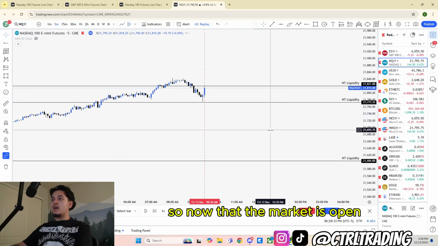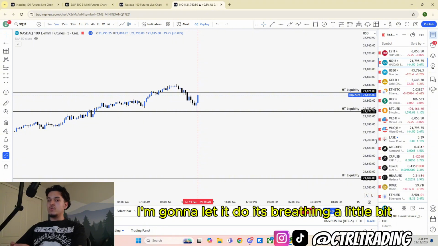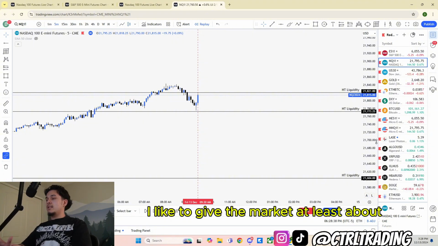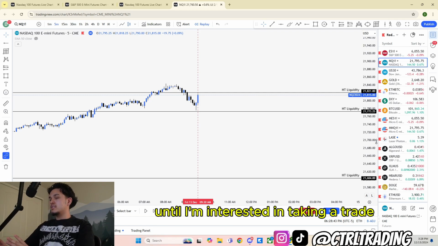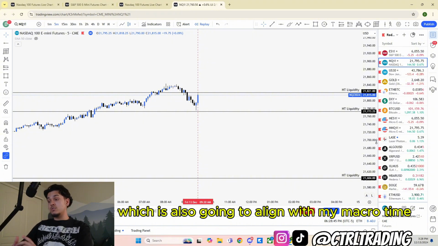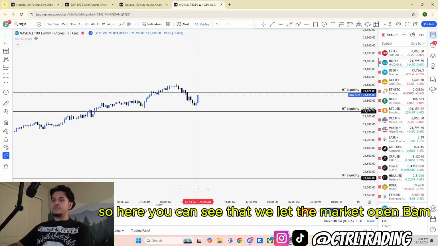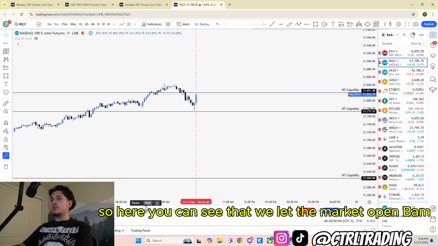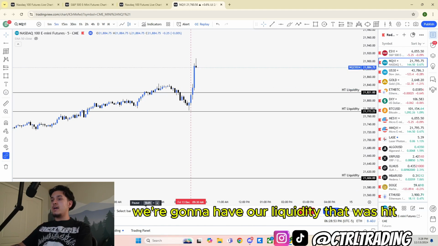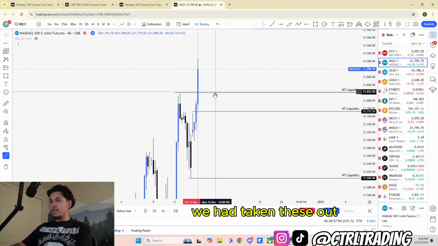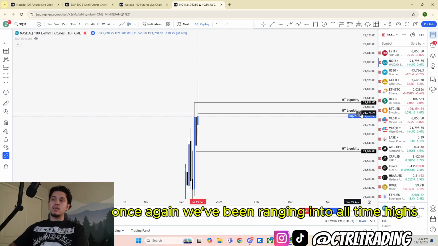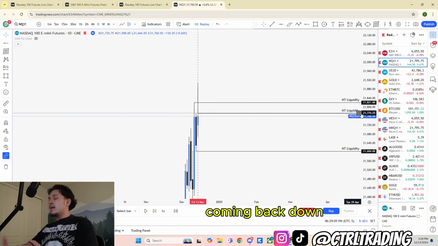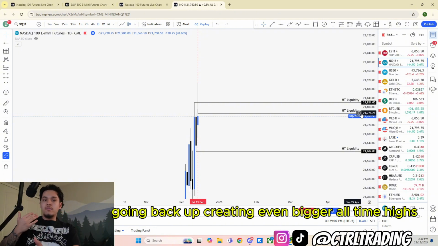So now that the market is open, I'm going to let it do its breathing a little bit. I like to give the market at least about 20 to 30 minutes into the market opening until I'm interested in taking a trade, which also aligns with my macro time. Here you can see we let the market open. Bam, our liquidity was hit. We took these out, all while coming into all-time highs. Once again, we've been ranging into all-time highs, coming back down, going back up, creating even bigger all-time highs.